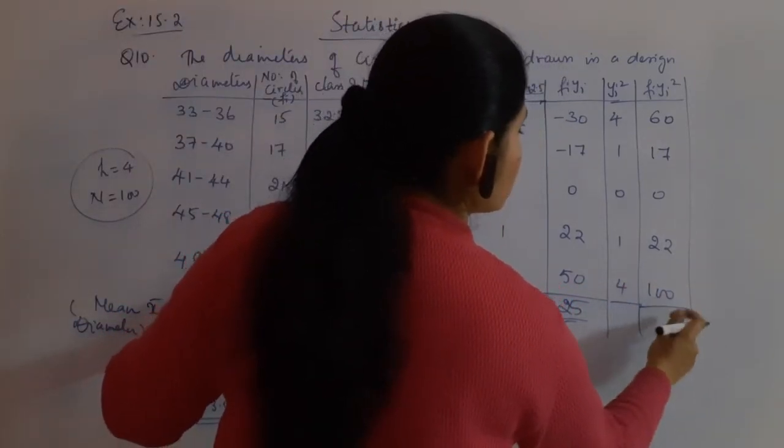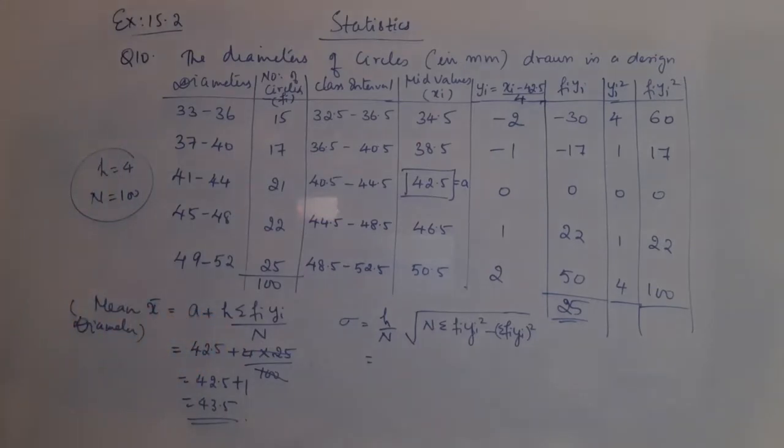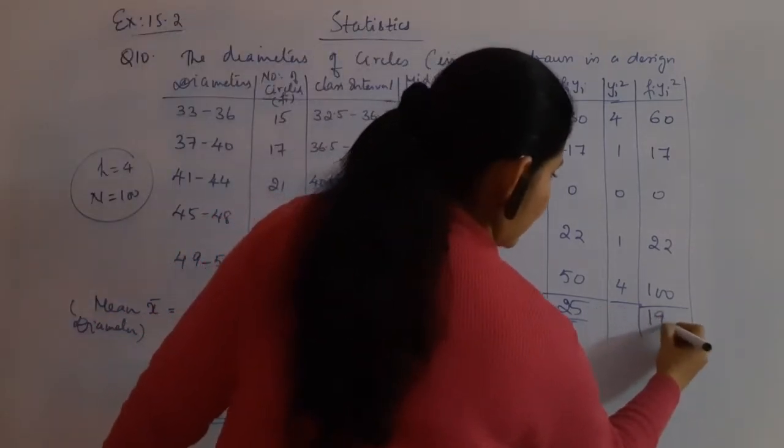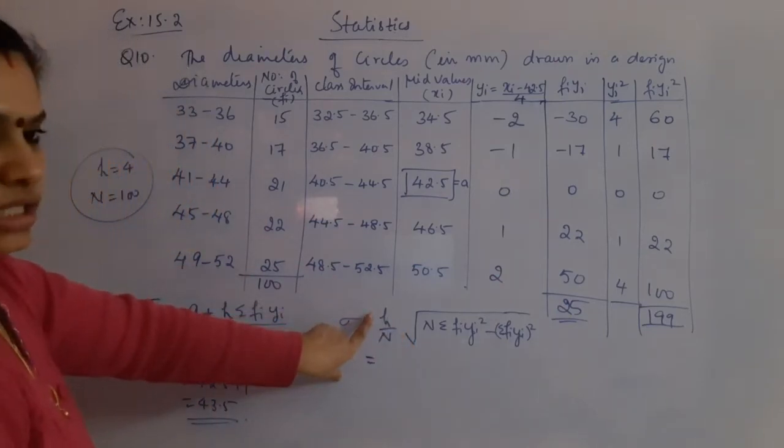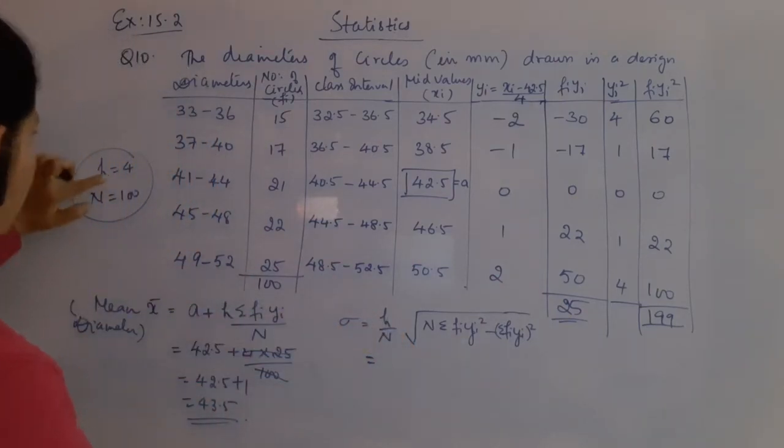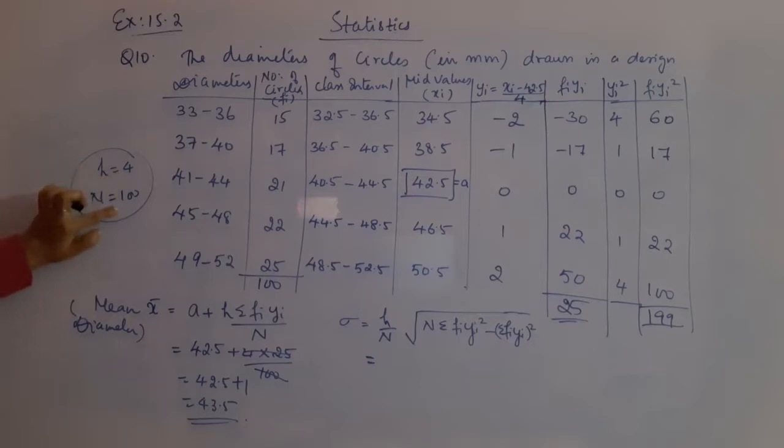What is the sum of all these? 100 plus 22 plus 17 plus 60 will give you 199. Very good. Now replace. Sigma is h by n. Again, what is h? 4. What is n? 100. So it is 1 by 25 you'll get, right?